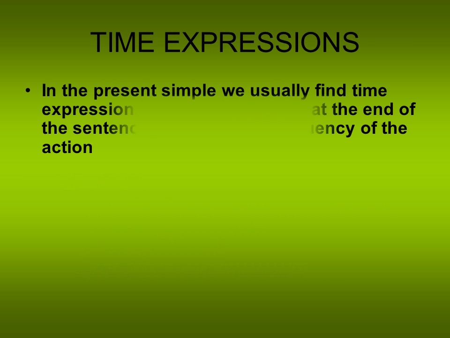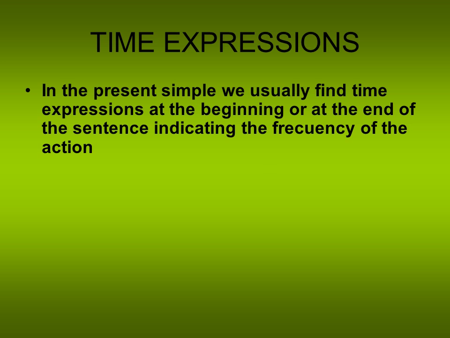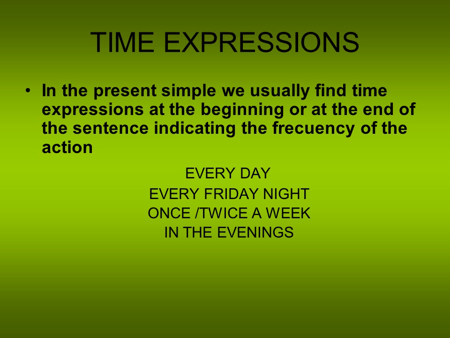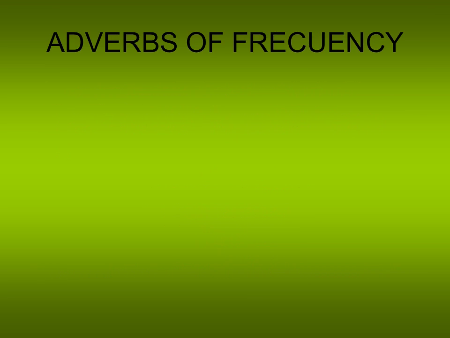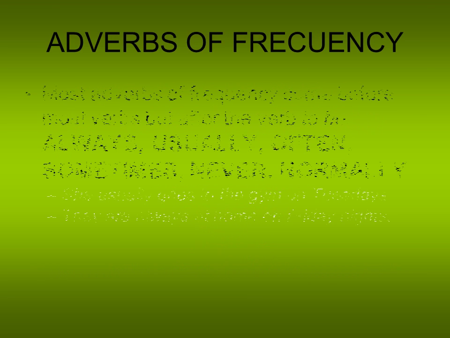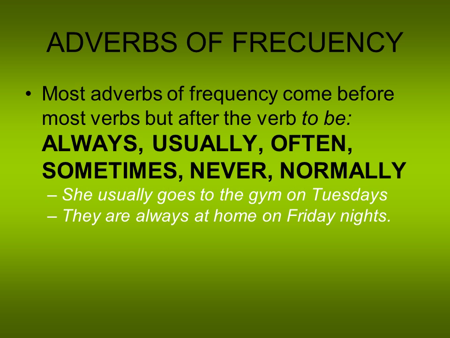Which time expressions go with present simple? These time expressions usually go at the beginning or at the end of the sentence, and they indicate the frequency of the action, as every day, every night, once or twice a week, at the weekend, or on Mondays or Tuesdays. And these adverbs of frequency are very common to be found in present simple: always, usually, often, sometimes, never, normally. They indicate that an action is a routine.